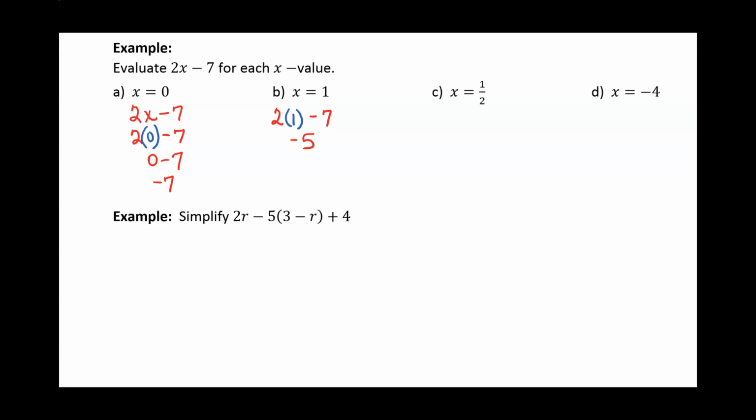All right, what did you get when you plugged in 1/2? We had 2 times 1/2 is 1, minus 7 would give us negative 6. And then for this last one, we had 2 times negative 4 was negative 8, and then minus 7 would give us negative 15.